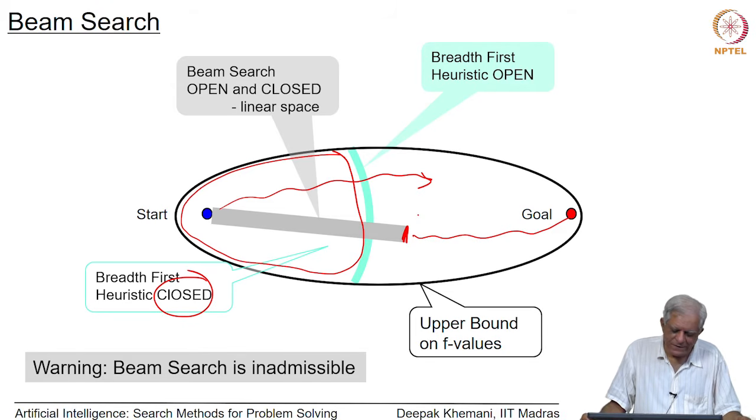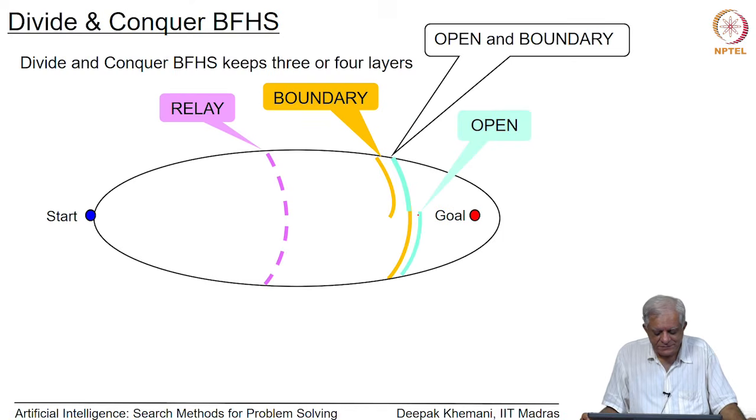So, how can we now adapt or adopt some methods to adapt the beam search into an admissible algorithm, which means that it will find the optimal path for us.